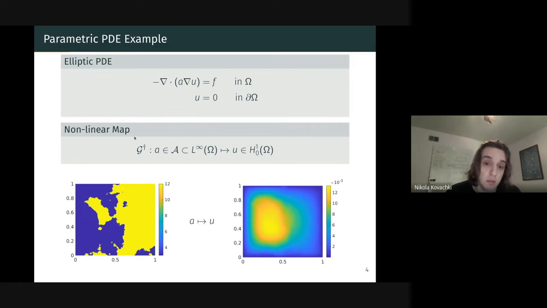You can model the solution map of this equation for a fixed F as the mapping which takes A, which is a function, an example of such a function is given here, and maps it to the solution U. Notice that the discretizations of these can be arbitrarily varied. I'm not thinking about this particular function given on this particular mesh which I'm showing here, but rather I'm thinking generically, given on any mesh, this mapping G dagger exists. Does that make sense? Yeah. Okay.